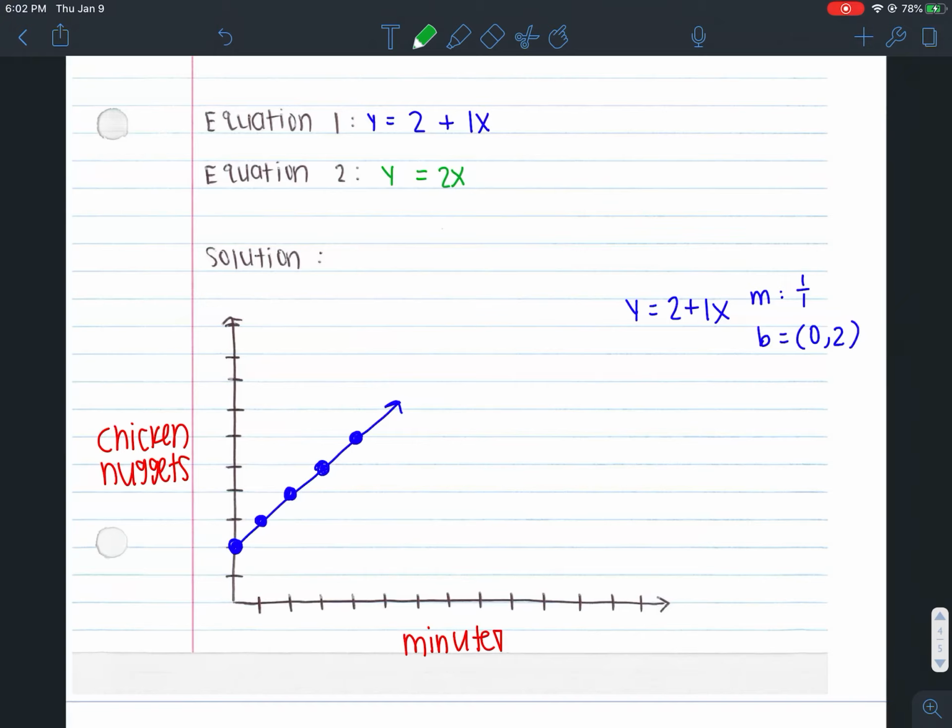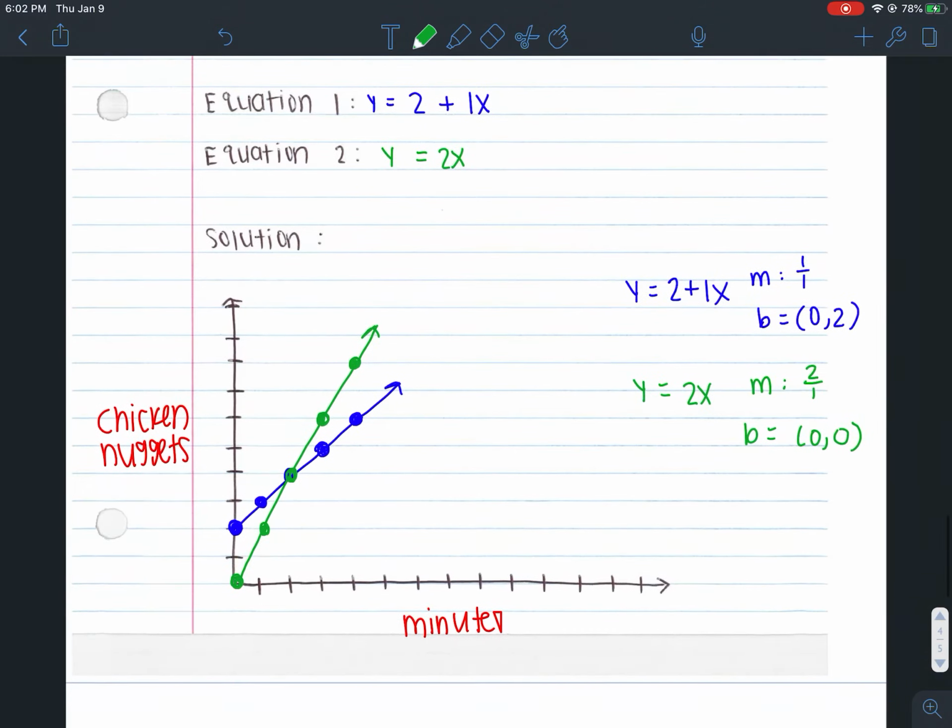Now Andrew, he's eating 2 every minute, but he hasn't eaten any at the beginning yet. So his slope is 2 over 1 because he's eating 2 every minute, but his y-intercept is going to be 0, 0 because he's eaten 0 chicken nuggets at the beginning. So he goes 0, 0. We go up 2 to the right 1, up 2 to the right 1, up 2 to the right 1, up 2 to the right 1. So it looks like eventually Andrew will beat Jake because look at how much steeper his line is.